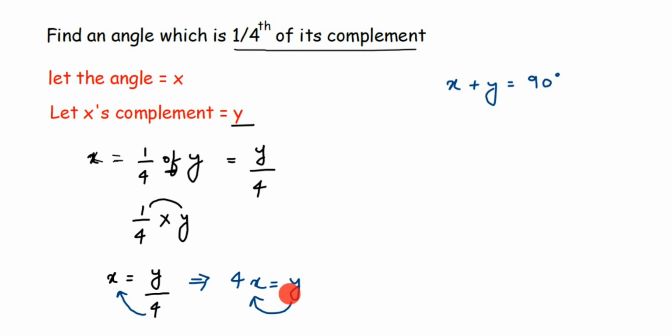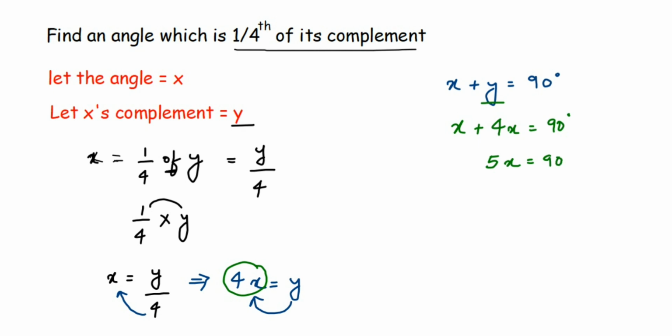Now in place of x we will write x, plus in place of y we will write 4x. So x plus 4x equals 90 degrees. x plus 4x is 5x. So 5x equals 90 degrees.